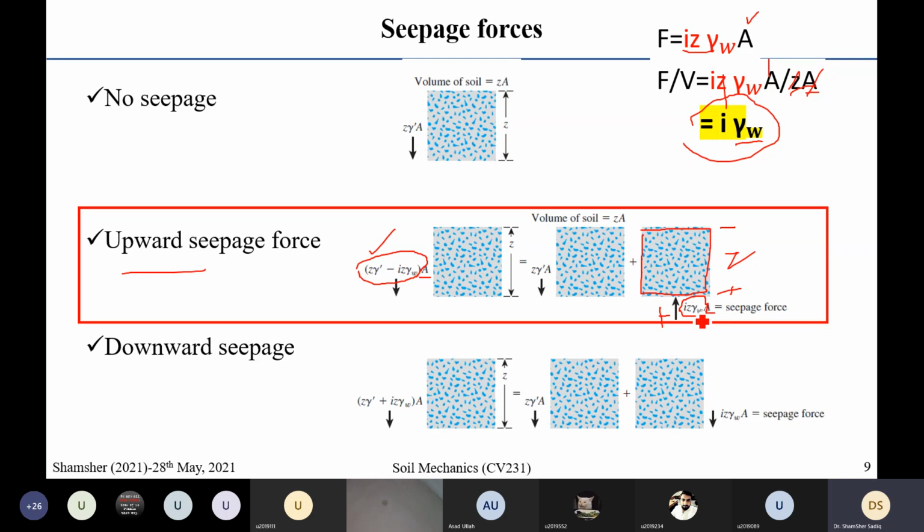So Mehran, can you tell us what is meant by the seepage force per unit volume?